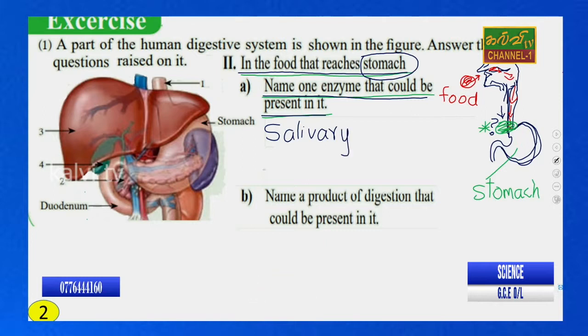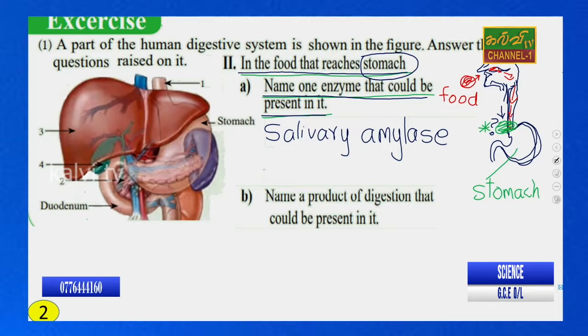Salivary gland secretes salivary amylase, right? Salivary amylase. This is the answer, salivary amylase. Otherwise, ptyalin is also the same. Name the product of digestion that could be present in it.